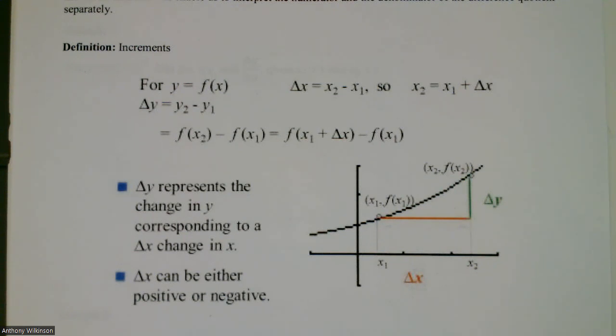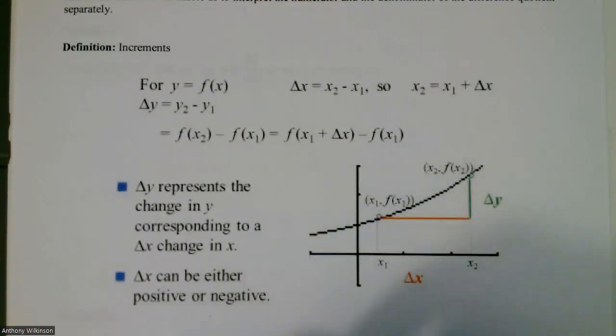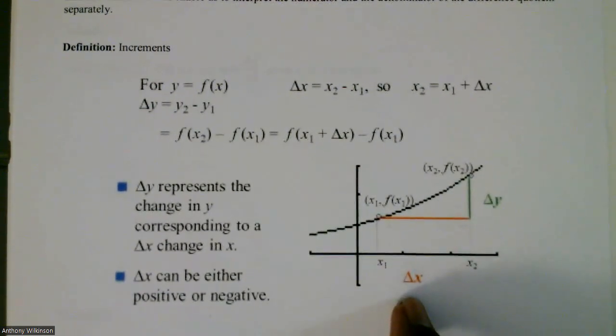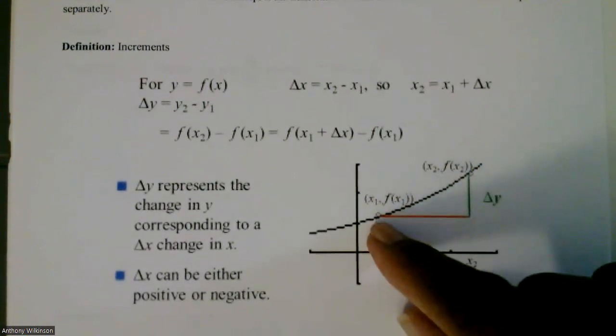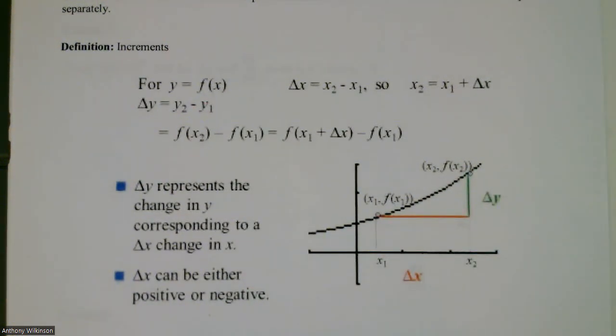Here, delta y represents the change in y corresponding to a delta x, or change in x. As you can see in this picture, we've got a graph of the function y equals f of x, and here we're going from x1 to x2. Let's just say the horizontal distance is delta x, or change in x. This distance from f of x1 to f of x2, that distance is delta y, or the change in y. Now keep in mind that the change in x can either be positive or negative.